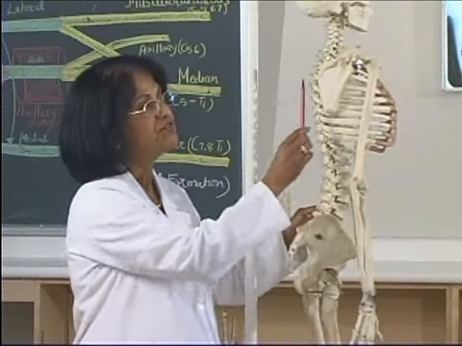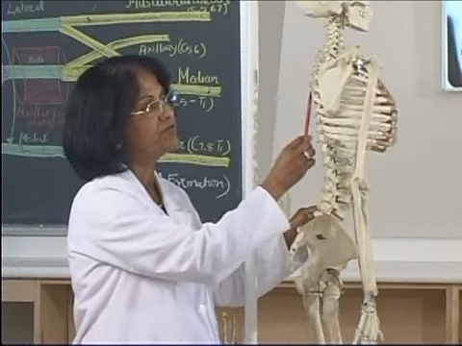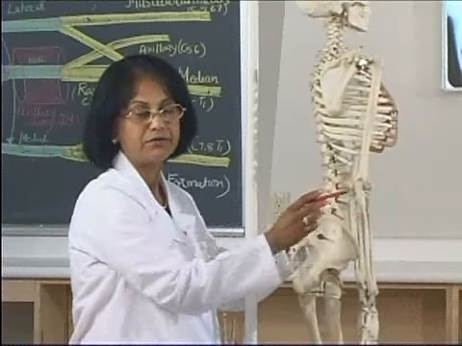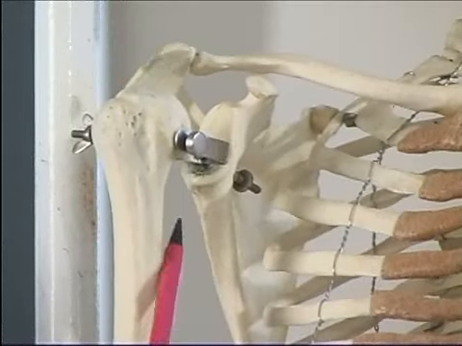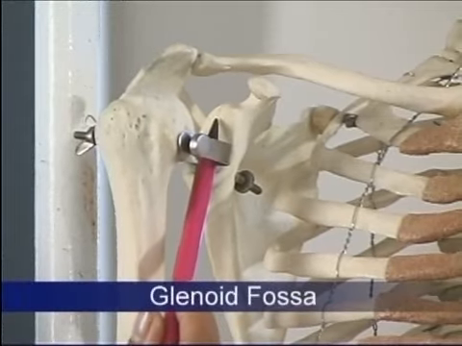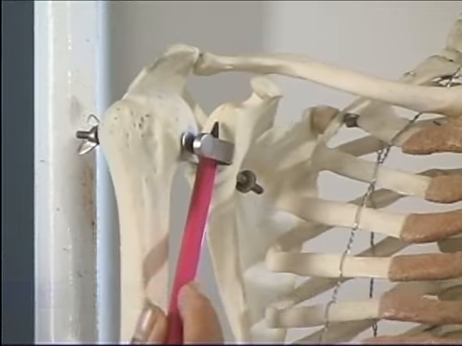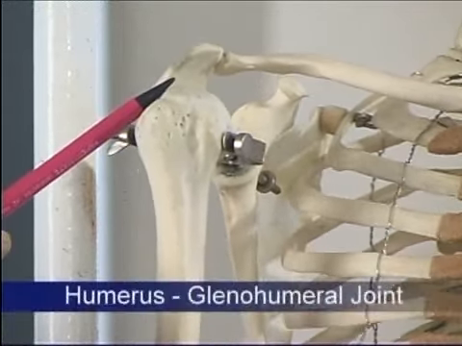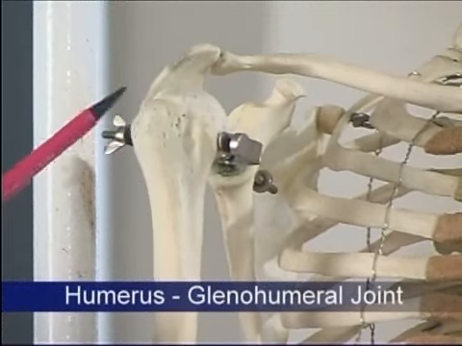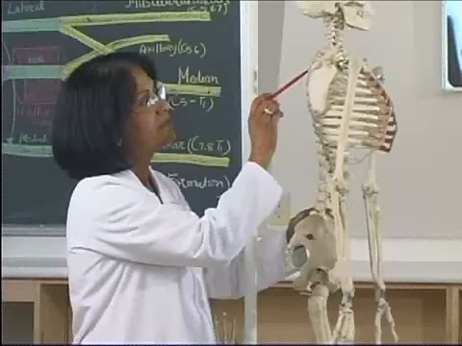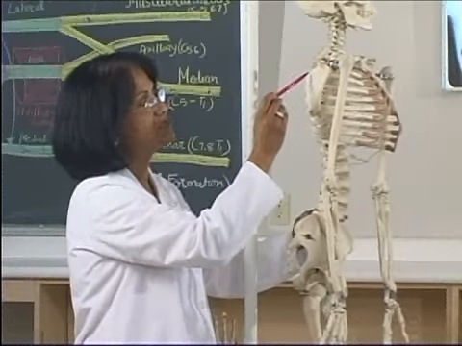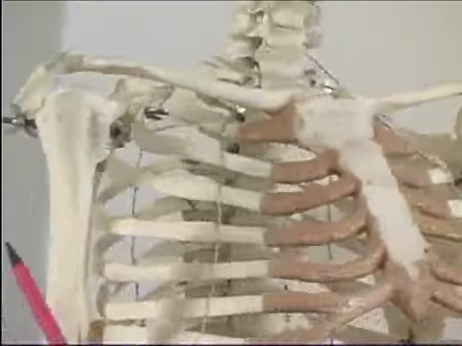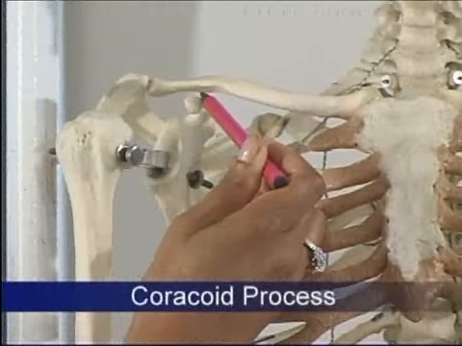This gives very free movement of the scapula, and the free movement of the scapula indirectly gives a wide range of movement of the upper limb. The lateral angle contains the glenoid fossa or glenoid cavity. This glenoid cavity articulates with the head of the humerus and forms the glenohumeral joint or the shoulder joint. There are 2 processes. This process is known as the acromion process, and this beak-like projection is called the coracoid process.